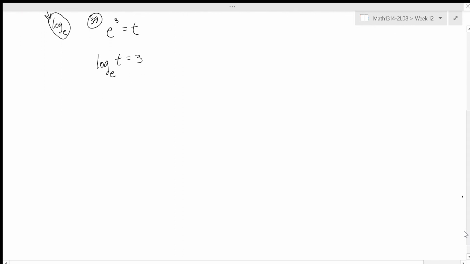Bring the base down, switch the other two around. So, if I look at my exponential equation here, what is the base? We're going to take the base and bring it down. Bring the base down, switch the other two around. Do you see how that works?